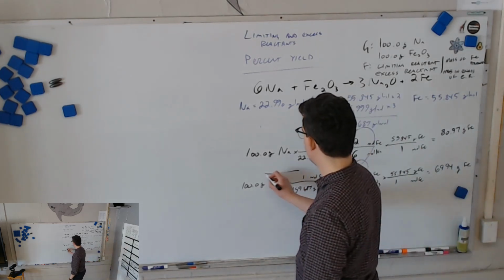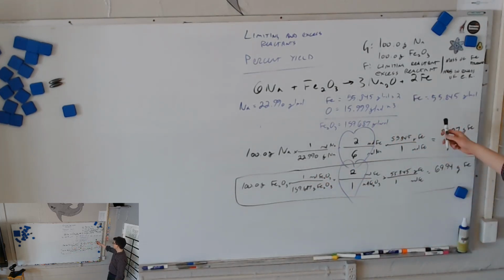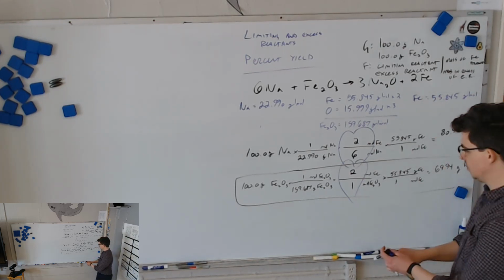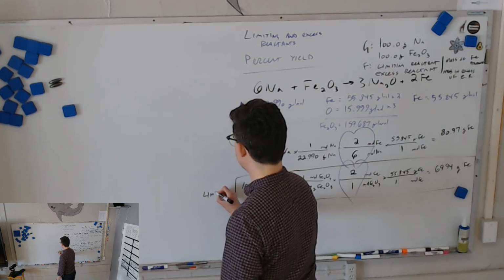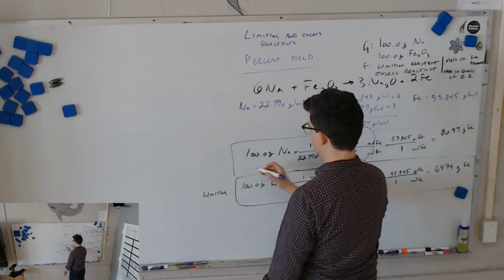So now we know, this is our answer to A. It says, what is the limiting reactant? The limiting reactant is iron 3 oxide. What is the excess reactant? The other one. So this one is limiting, because it's less. This one is excess, because it's more.